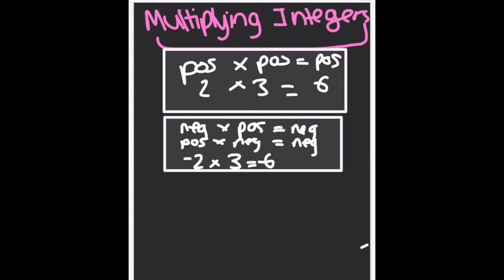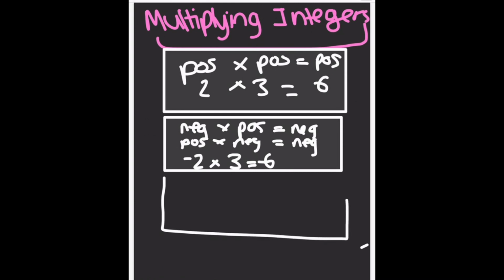Let's say every week for 3 weeks, I get $2 less. How much money have I lost? That's $6. Loss is associated with negatives. Hopefully that makes sense. But just think of it: negative and positive never make positive. It's always going to be negative.